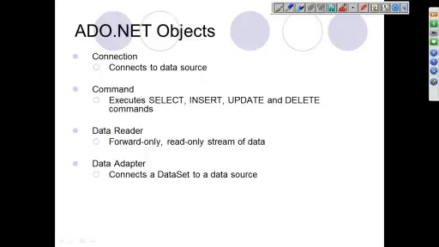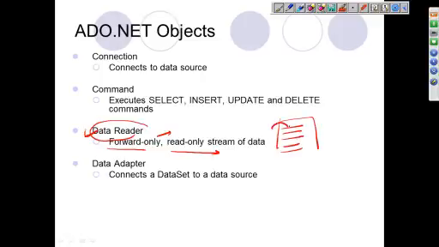Okay. Then there is the data reader. If we don't want to update or delete anything in the database, and we don't even want to store what we are fetching from the database, we just want to access it once, then we have a data reader object. It is a forward-only, read-only stream of data. How does it work? It reads record by record. First record it will read, then the second record. If the first record is finished, there is no way you can access it again.